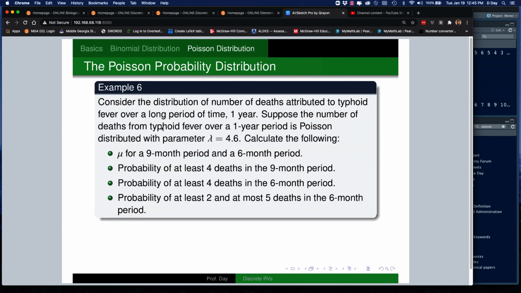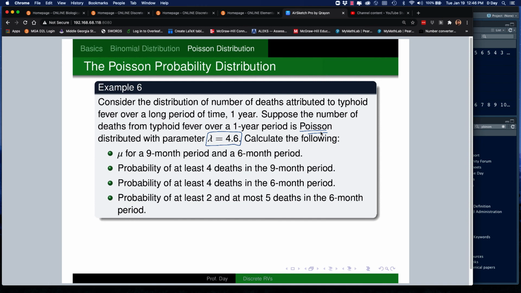All right, so just an observation to make. So let's do our last example here. Consider the distribution of the number of deaths attributed to typhoid fever over a long period of time of 1 year. Suppose the number of deaths from typhoid fever over the 1 year period is Poisson. So we're telling you what the distribution is. It's Poisson distributed with a parameter of lambda equals 4.6. So we're using the same value we had in my graphs a minute ago.